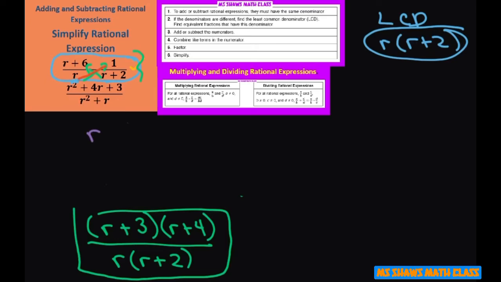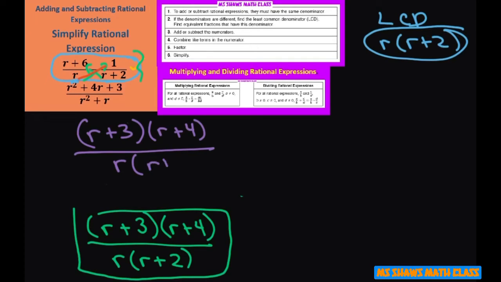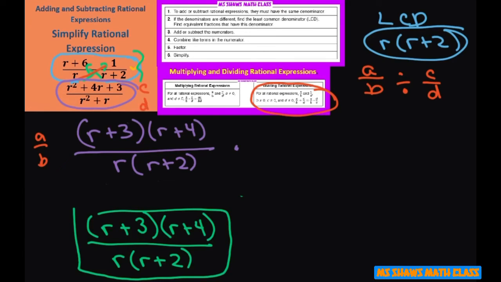So I'm going to copy this down. r plus 3 times r plus 4 divided by r times r plus 2. Now, we're dividing by this. So basically what you have is a divided by b, which is what we have here. This is your a and b. And then divided by c times d. I know it's kind of small, this is your c and d. But what you can do is a divided by b, keep, change, and flip.